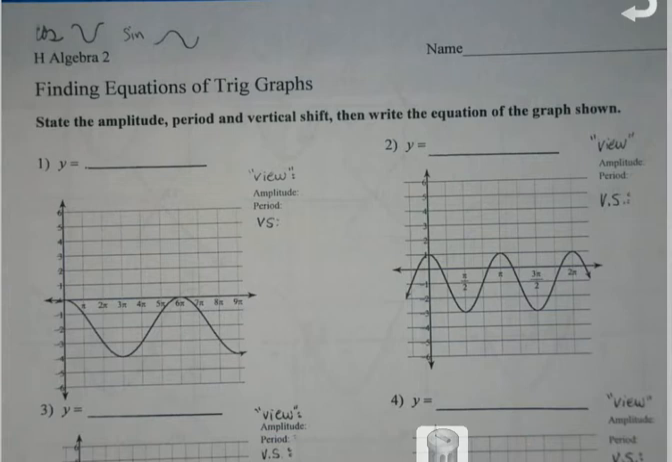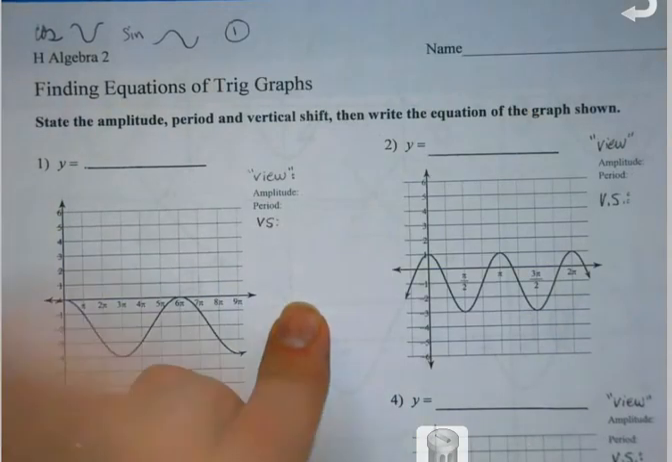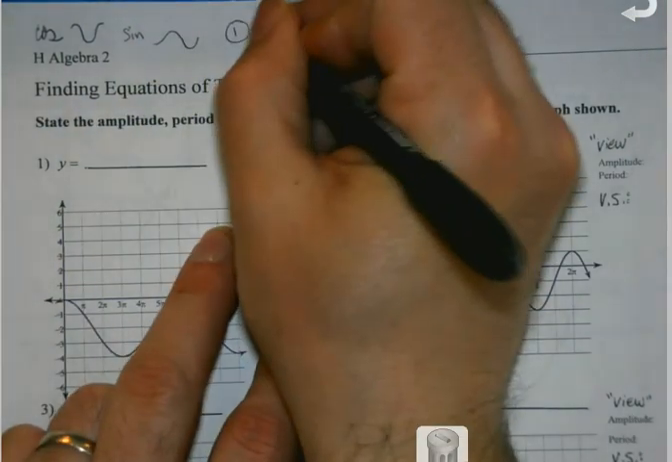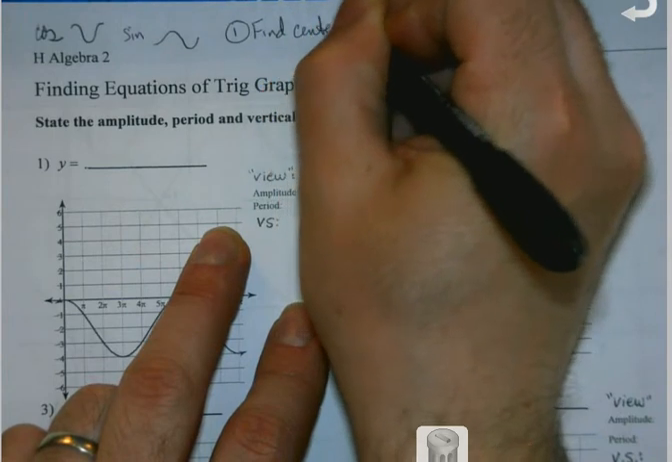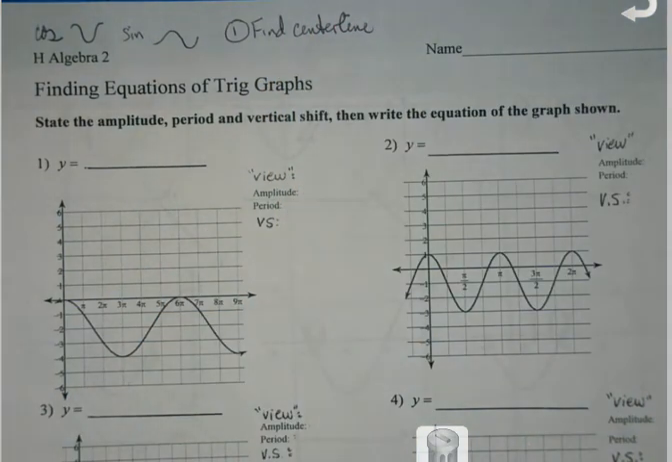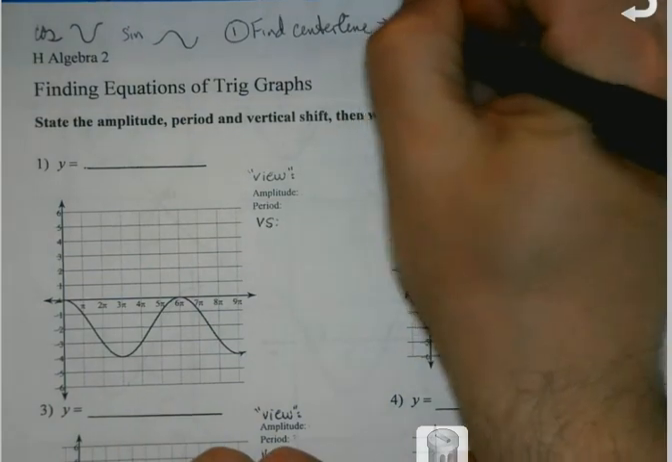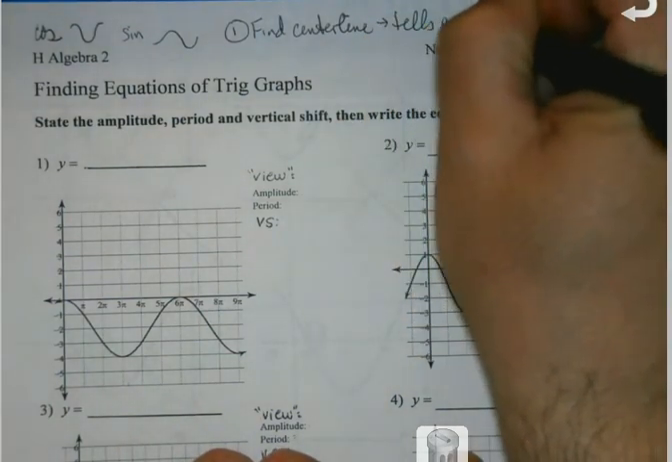Once I get a general idea of if it's cosine or sine, the next thing, at least I think that's helpful, and we're just going to get a couple of steps in here, is we're going to find the center line. That dotted line that goes right through the middle of our graph is going to tell me my amplitude.